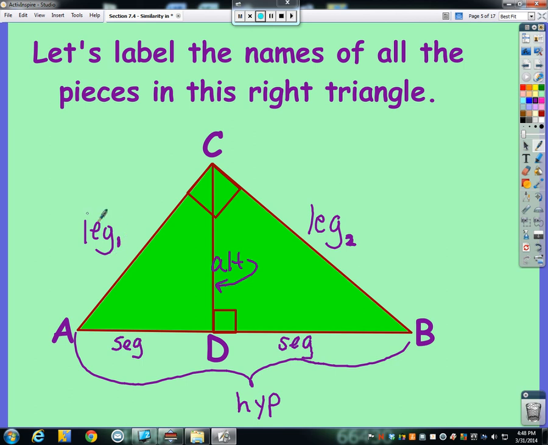So if I call this side leg 1, this will be segment 1. So this leg and this segment will use the same subscript. So if I use 1 here, I'm going to use 1 there. Likewise, over here, if I'm calling this leg 2, this is going to be segment 2, the one that's right around the corner or adjacent to that leg. So now I have legs, hypotenuse, altitude, and 2 segments. I've got 6 things I'm going to have to keep straight in my mind now.